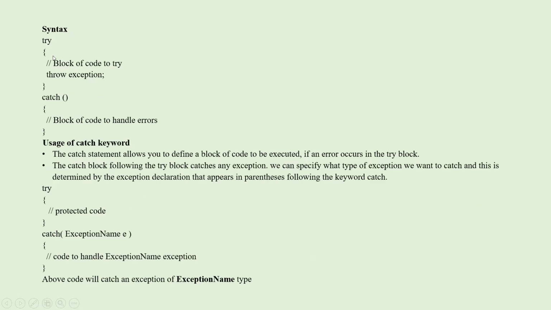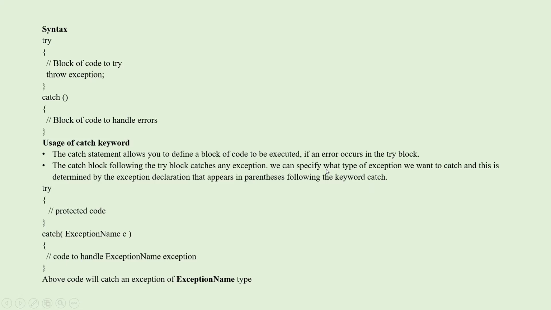Here, the syntax is try block of code, and inside the try, if there is any exception, throw it, and the catch block has to handle the exception. Usage of the catch keyword. The catch statement allows you to define a block of code to be executed if an error occurs in the try block. The catch block following the try block catches any exception.